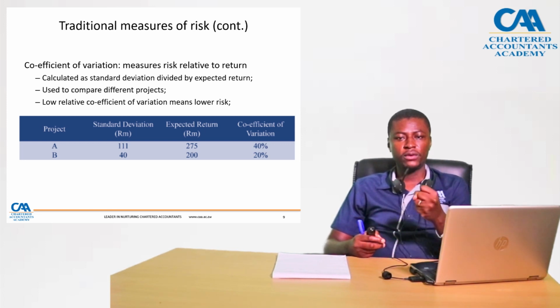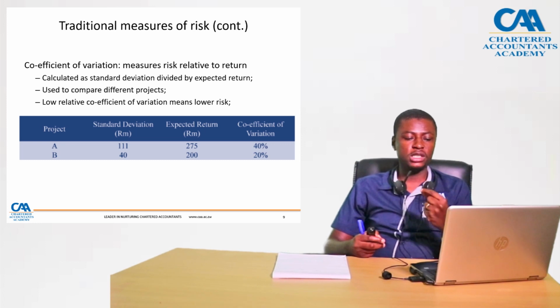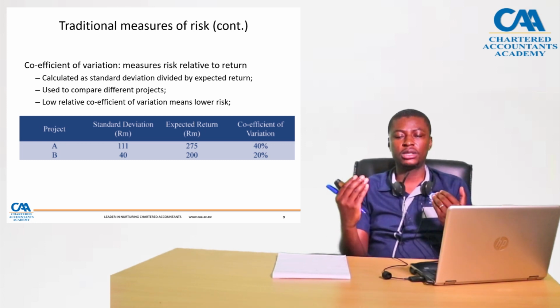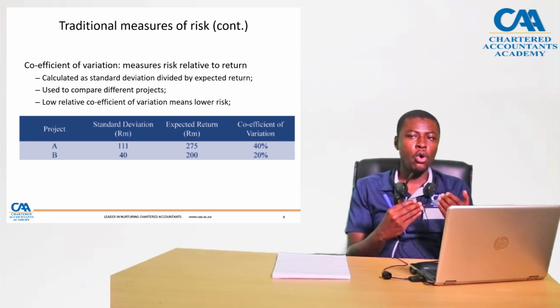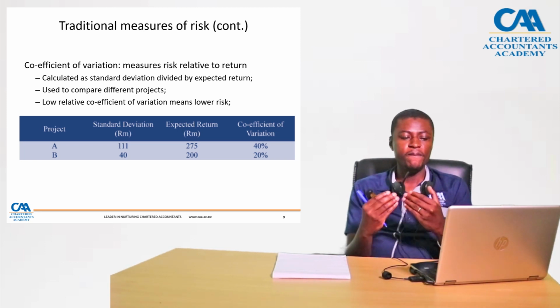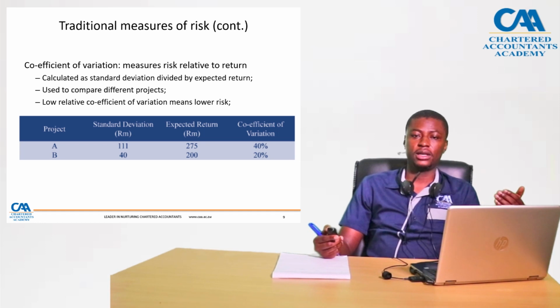Once we have the coefficient of variation, it is then possible to compare different projects with differing expected values. So a project with a lower relative coefficient of variation means it has a lower risk.